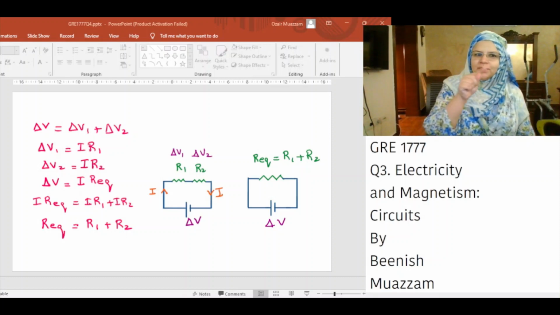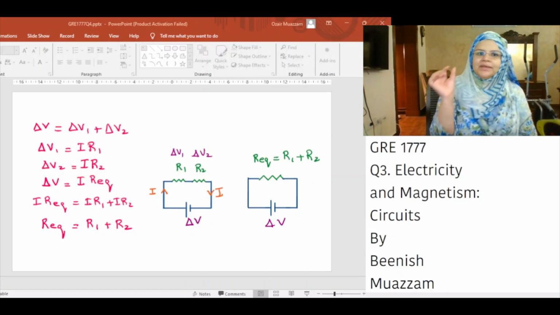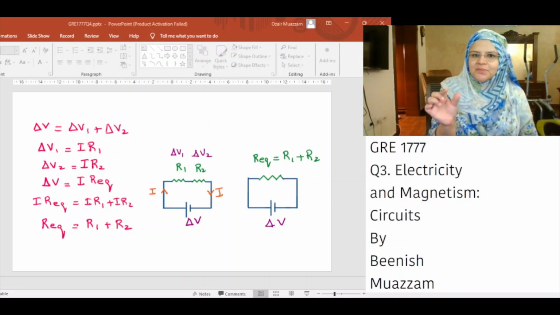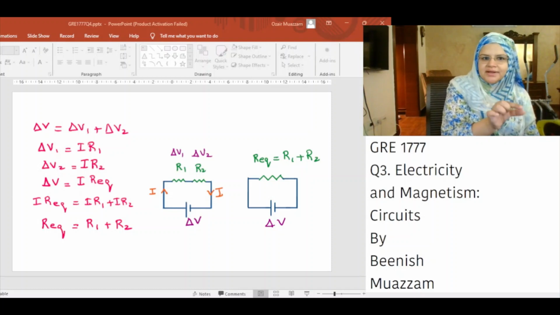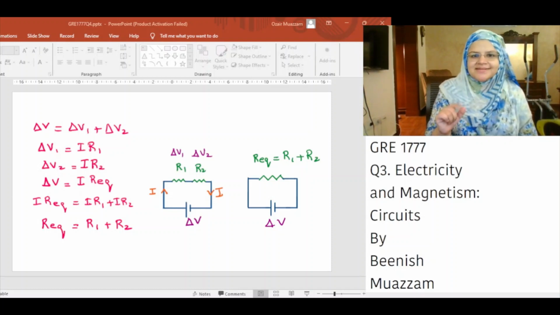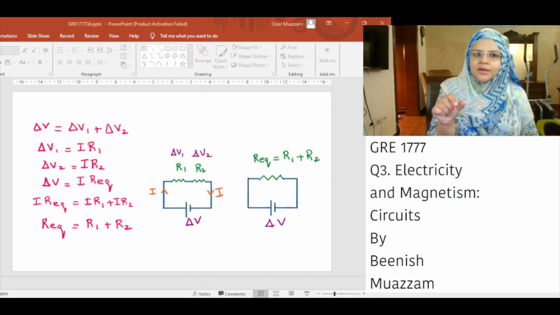Total voltage drop across the circuit is equal to delta V1 plus delta V2. Delta V1 is the voltage drop across resistor R1. Delta V2 is the voltage drop across resistor R2. The greater the resistance, the greater the voltage drop. Therefore, delta V1 is equal to IR1, and delta V2 is equal to IR2.